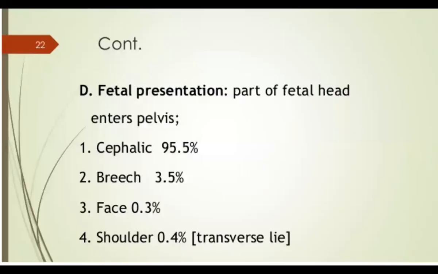In normal fetal presentation, it is the fetal head that enters the pelvis. Cephalic is about 95.5%, breech 3.5%, face 0.3%, and shoulder about 0.4%. In shoulder presentation, the lie is definitely the transverse lie. So cephalic is 95.5%.